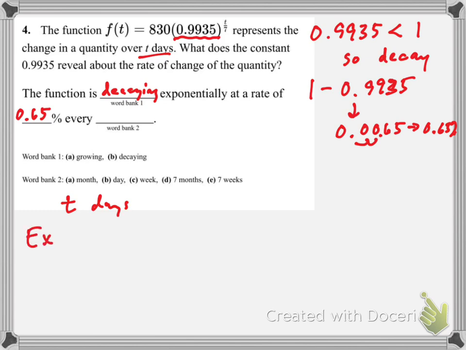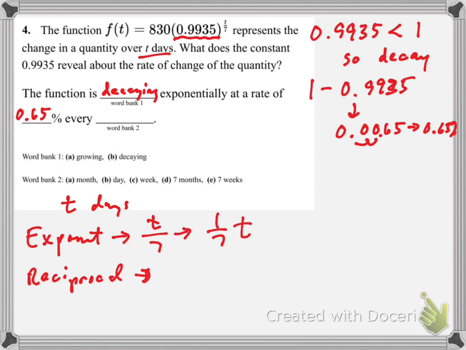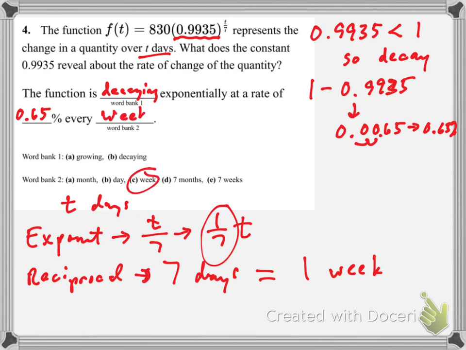Okay. Our exponent is t over 7. So our reciprocal, again, this would be 1/7 t. So the reciprocal of 1/7 is 7. Well, that's 7 days. Well, 7 days is 1 week. So every week. Okay? So that's how you interpret the constant, or the exponential constant, I should say, inside the parentheses.